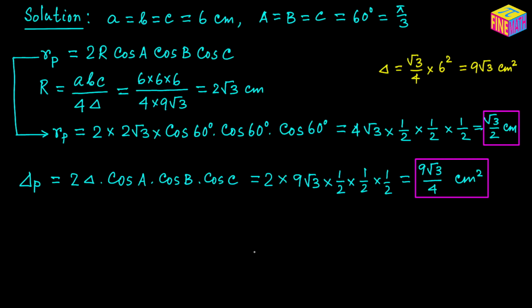So we have been able to calculate the inradius of the pedal triangle as well as the area of the pedal triangle for the given triangle ABC, where it was an equilateral triangle with a side length of 6 cm. So here the inradius of the pedal triangle turned out to be square root of 3 over 2 cm, and the area of the pedal triangle turned out to be 9 times square root of 3 over 4 cm squared.